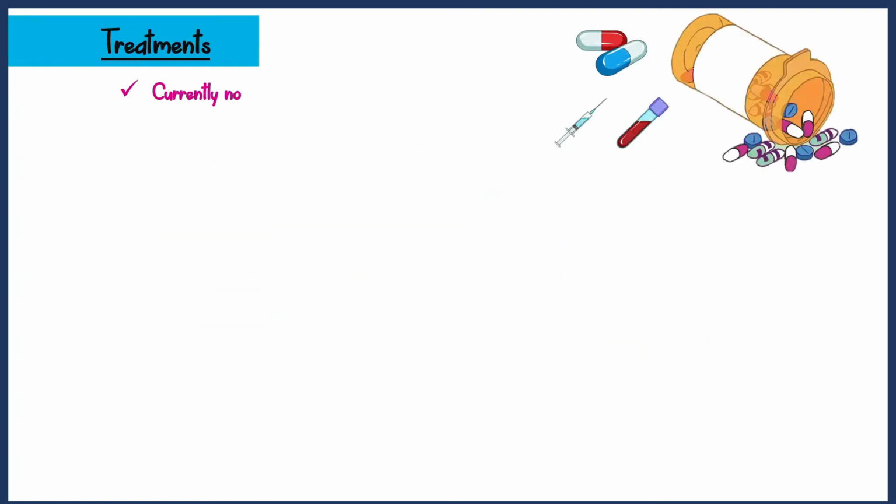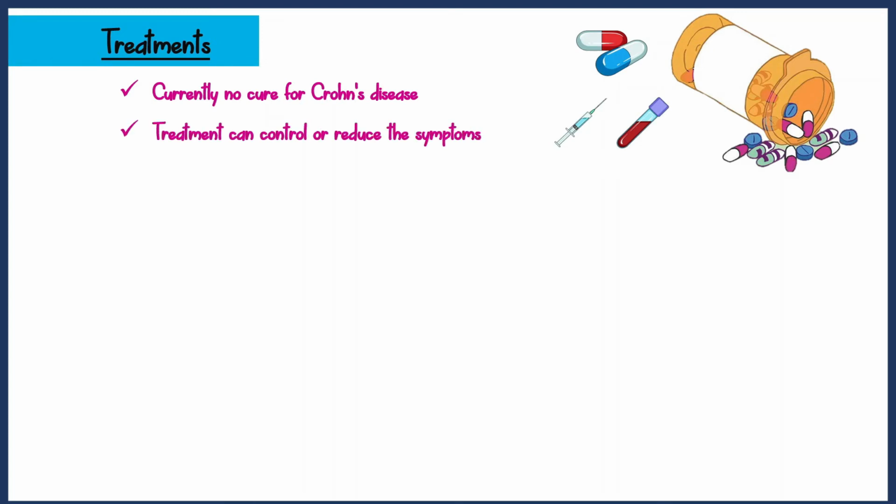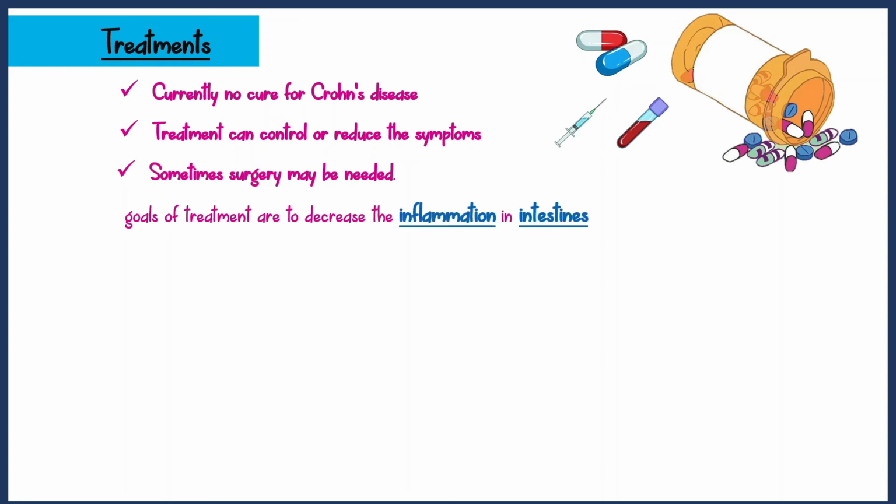There is currently no cure for Crohn's disease, but treatment can control or reduce the symptoms and help stop them coming back. Medicines are the main treatments, but sometimes surgery may be needed. No single treatment works for everyone with Crohn's disease. The goals of treatment are to decrease the inflammation in the intestines, to prevent flare-ups of symptoms, and remission.